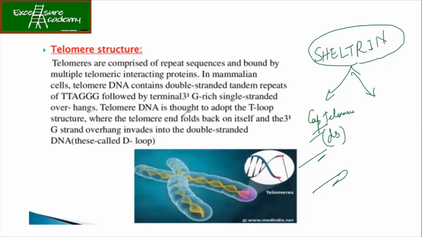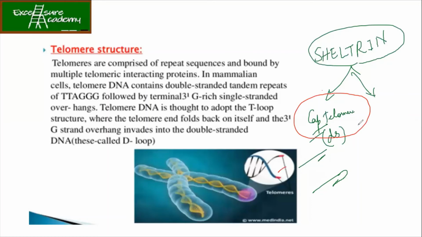See, as we know, the telomere DNA is thought to adopt a T-loop structure. Now, this T-loop structure is there because of the shelterin. When you look at the structure of the telomere, you will see that it has a T loop and a D loop, the displacement loop. Now, why is it there? Because of the shelterin. The first job of shelterin is to cap the telomeres, helping prevent the DNA repair enzymes from acting, because the end would otherwise look like a double-stranded break. So it is capping the telomeres.